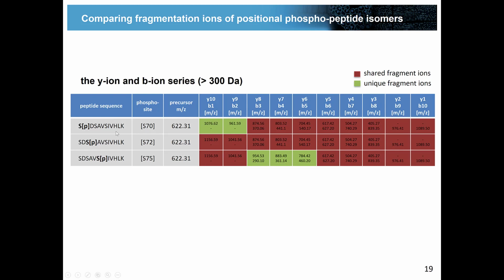So the precursor M over Z of all these 3 peptides is of course exactly the same, because they all have exactly the same chemical formula, right? But the difference of these peptides really just occurs for specific Y and B ions where these different peptides are different from each other. And when you look at this table, you can see that there are 2 unique Y ions for this first peptide, serine 70. There are 3 unique Y ions for this one, serine 75, and there's not a single unique fragment ion for serine 72.